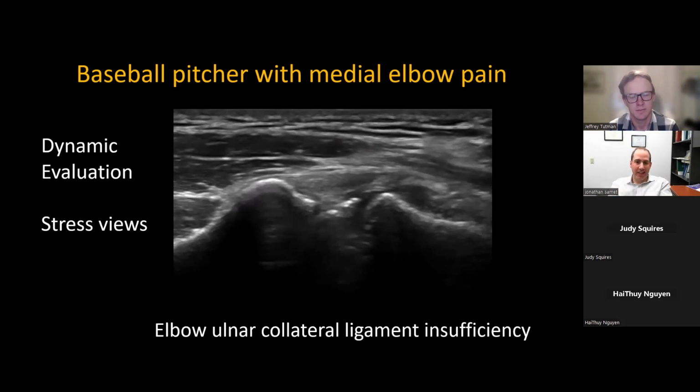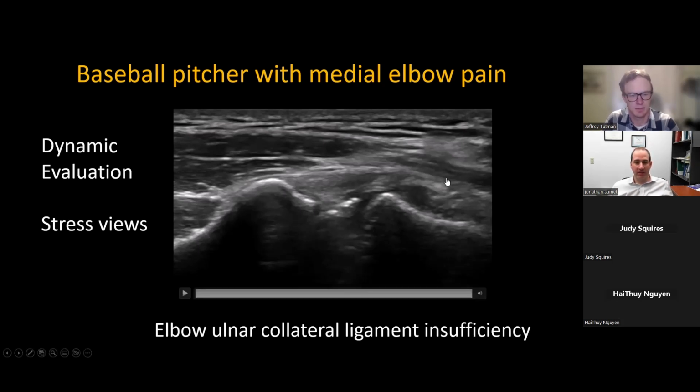And so this gives them more information to say, okay, the ligament, we saw something, but it's really insufficient. It's not doing its job. So on MRI, you might just see thickening, but not really give them that piece of information. So this might be a surgical case then.